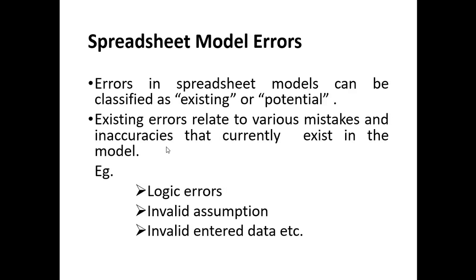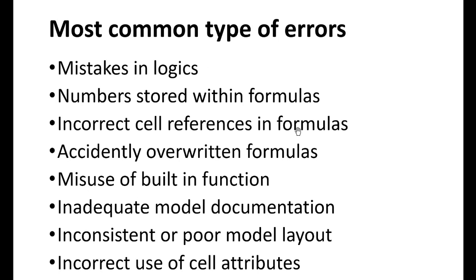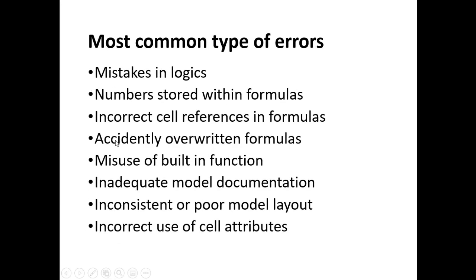ඉතින් මේ errors අපිට broadly categories දෙකකට දාගන්න පුළුවන්. existing errors, potential errors. ඉතින් existing errors තමයි දැනටමත් අපි model එකේ තියෙන errors. එතකොට අපි මෙතන list එකෙන් ගත්තොත් logics වල තියෙන mistake එකක් existing error එකක් වෙන්න පුළුවන්. එතකොට incorrect cell reference එකක් සමහර වෙලාවට potential, සමහර වෙලාවට existing error එකක් වෙනවා. accidentally overwritten formulas existing error එකක්. misuse of built-in function existing error එකක්. එතකොට documentation අපිට පේනවා ඒක දැනටමත් තියෙන error එකක් නෙමෙයි, ගොඩක් වෙලාවට අනාගතයේ ප්‍රශ්න ඇති වෙන්න පුළුවන්.